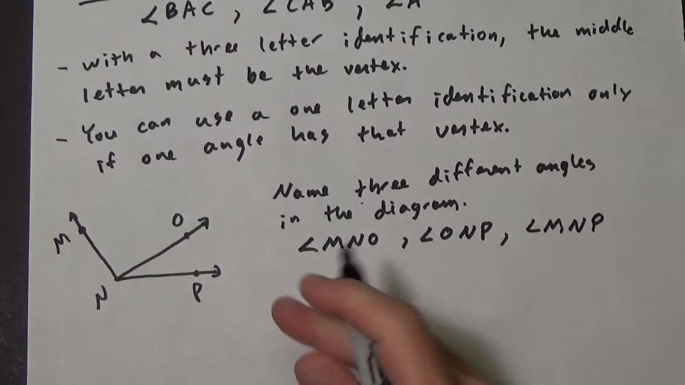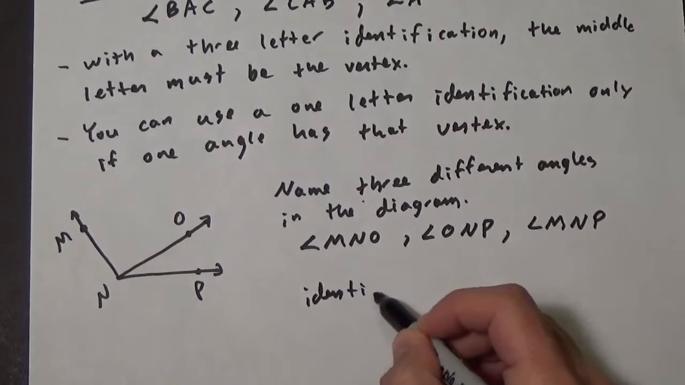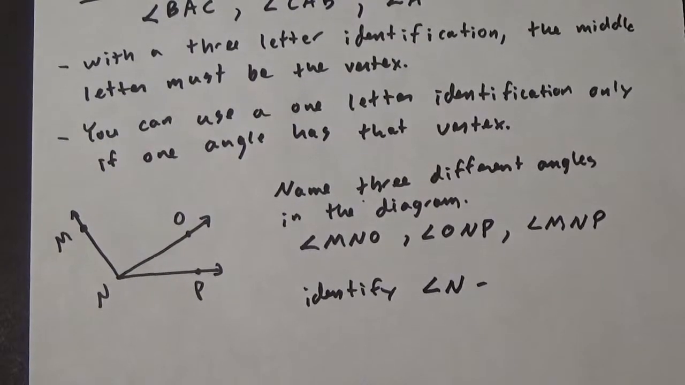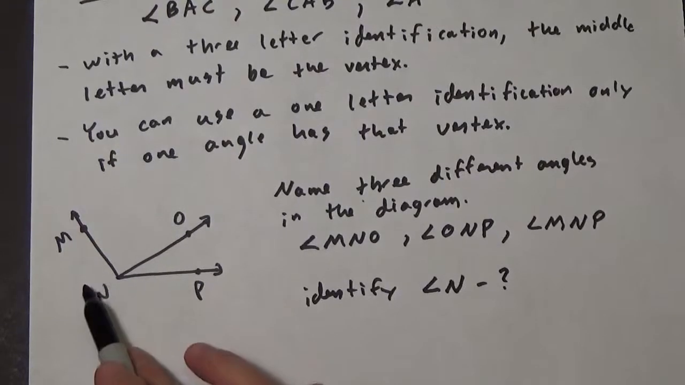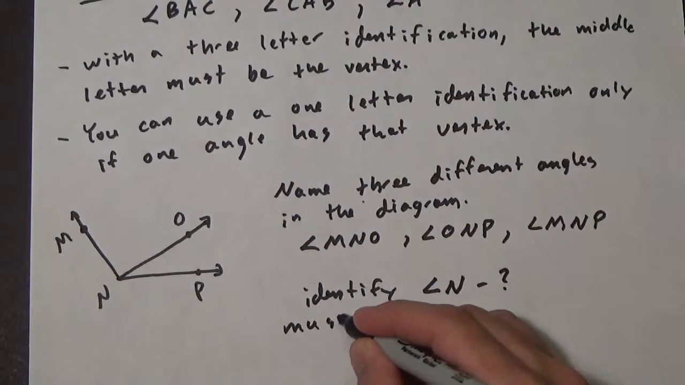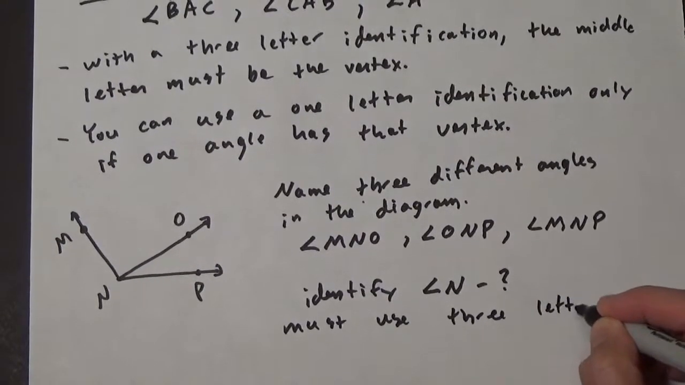So if we were to say identify angle N, and I say, well, which angle is angle N? Well, we would have a big question mark here, because in this particular case there are three angles that all have a vertex of angle N. So because of that, we must use three letters.